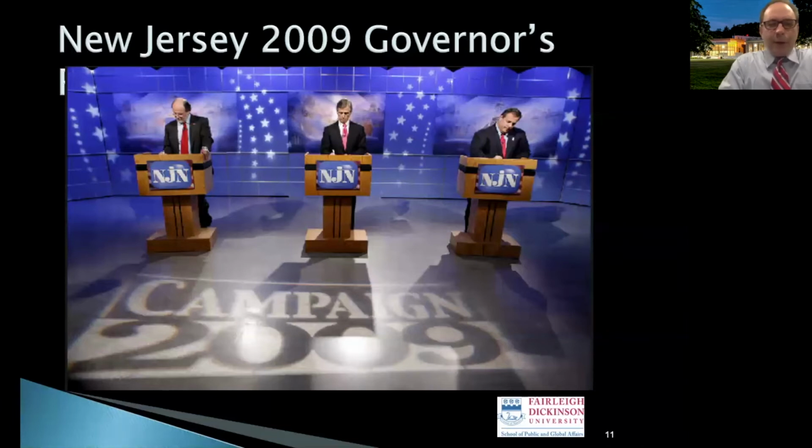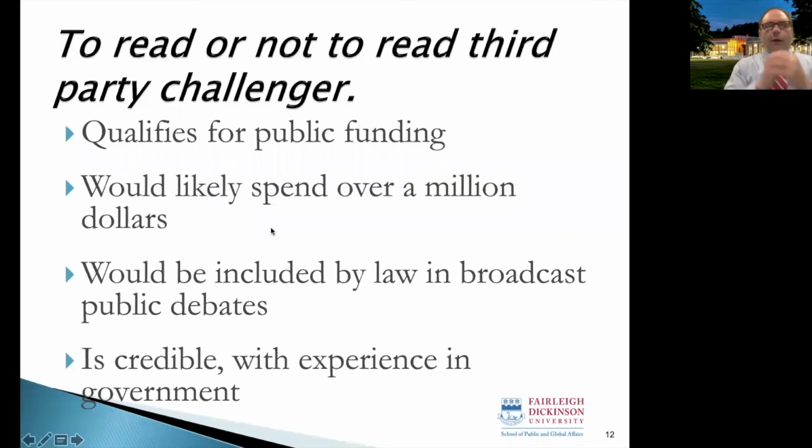He drew not one challenger, but a bevy of challengers, and the race was cast as a three-way race. And the third party, of course, was this man in the center, Christopher Daggett, who had spent a career in public service, had a very respectable resume, and in fact, had a number of advantages. He qualified for public spending. It was predicted that he would easily be able to spend over $1 million. He would be included by law in broadcast public debates, and he was a credible person for sure. So there was a great deal of excitement then about this possibility that a third-party candidate would actually poll well and might even win. And so, as things unfolded, it was quite a ride.